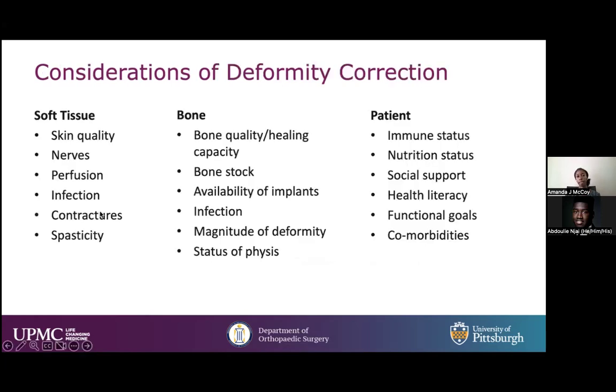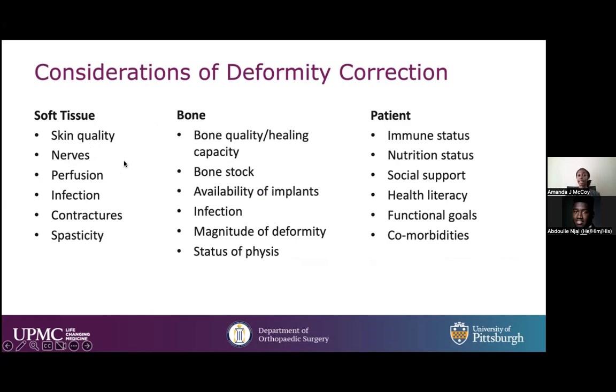All right, so when it comes to deformity correction, you want to have a lot of considerations. You're not just looking at the bone, you're not just looking at the x-ray. You need to evaluate the entire patient holistically. One of the things you really want to look at is soft tissue. What is the skin quality over where you're planning to operate? Does the patient have a split thickness skin graft that will not be that durable to operate through?